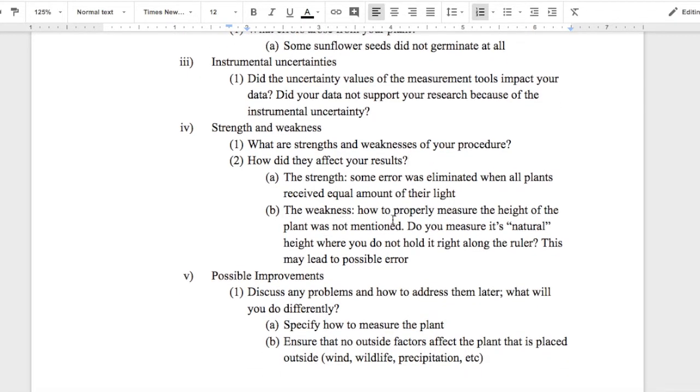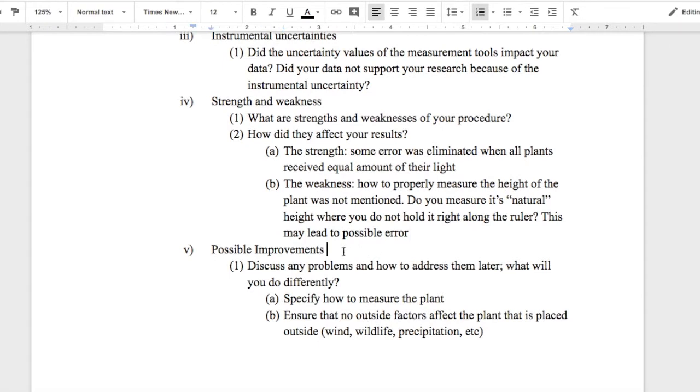A weakness can be that the procedure may not have specified how to actually measure the height. So do you measure the natural height, where you do not touch the plant, or do you bend the plant to measure it from the tip to the bottom? And then you should also suggest some possible improvements. Your weaknesses should lead you to your proposal of the possible improvements.